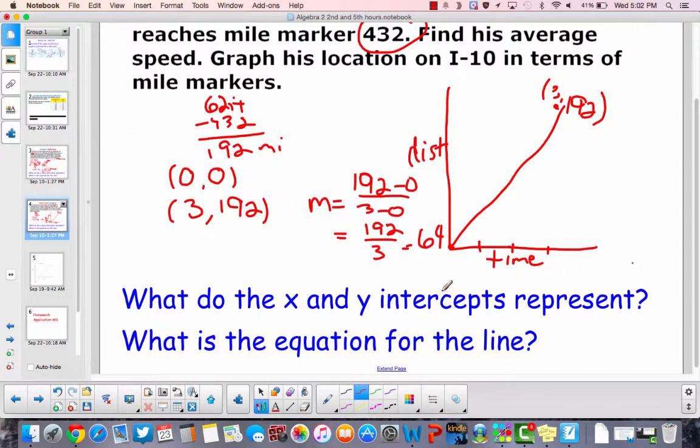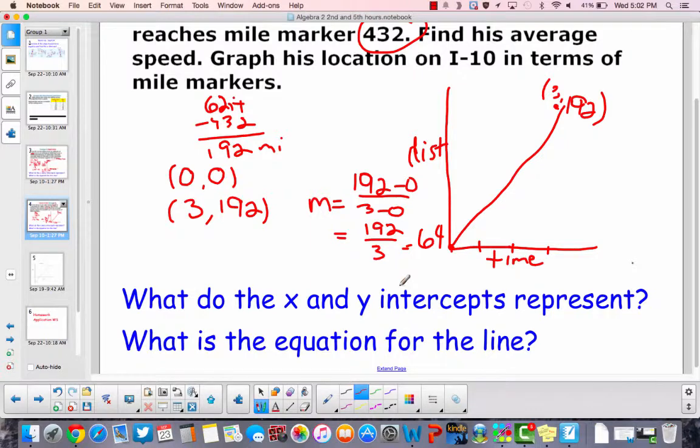What do the x and y intercepts represent? Talk to your side partner about that. Pause this video and talk to someone about that. What does this x and y intercept represent? Okay, so if you have the x and the y intercept, what does it represent? It talks about his starting time and his starting distance. Well, what are they? They're both 0.